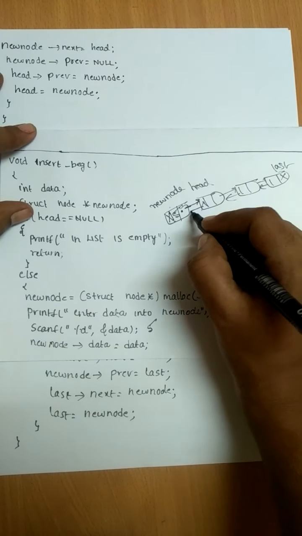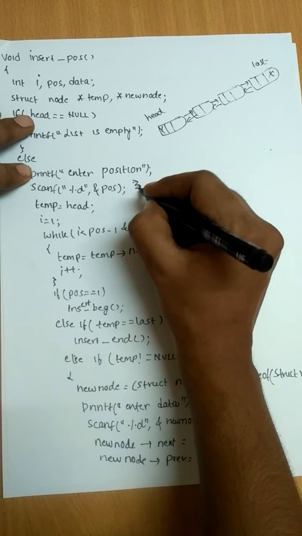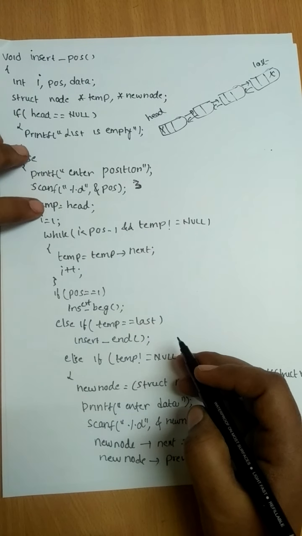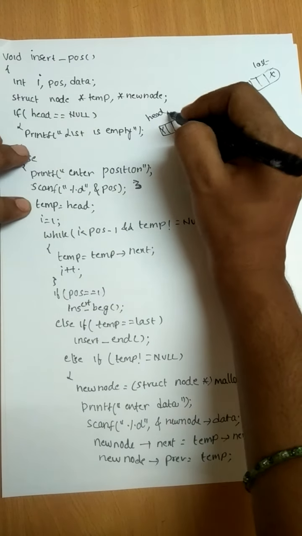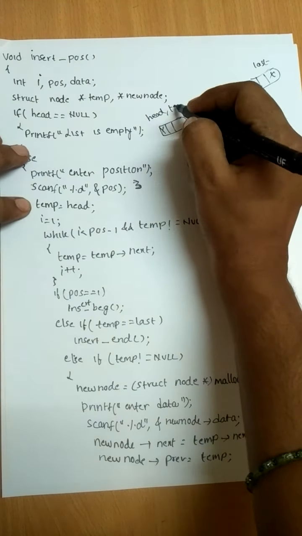So first read the position. Suppose you enter the position as 3. Now make temp equal to head. That means both temp and head are pointing at the same node. Next, start the looping variable at 1, i equal to 1. Now repeat the loop until i less than position minus 1 and temp not equal to null. So we have to repeat the loop until i less than position minus 1.